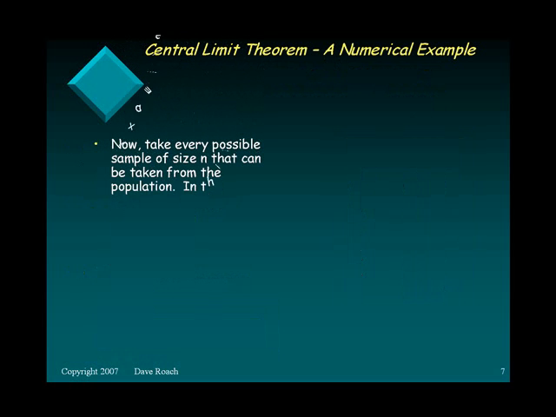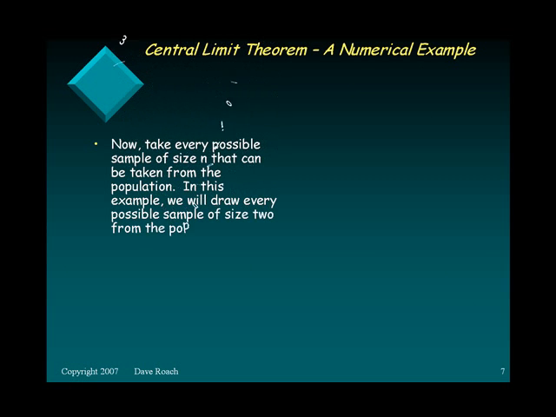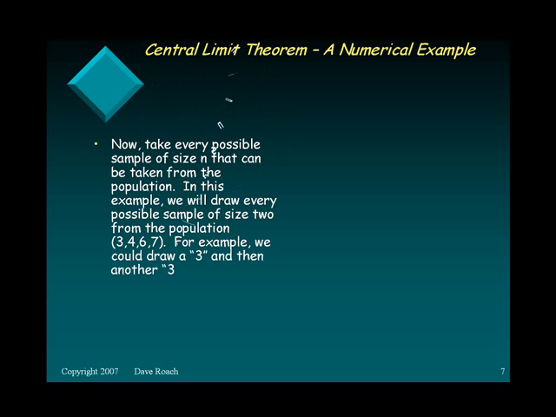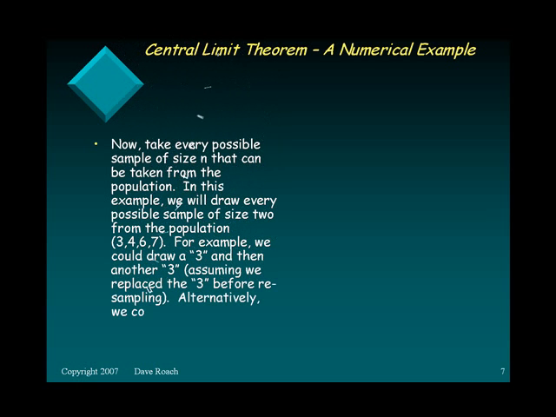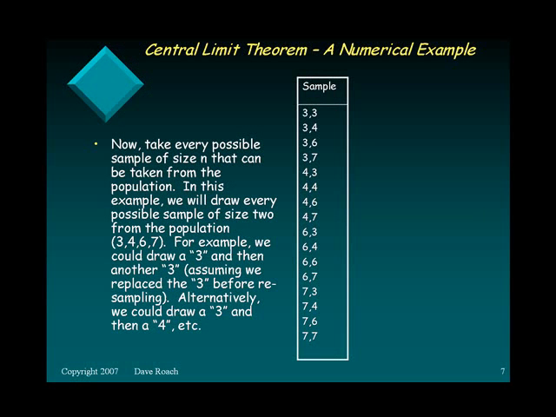So now we're going to take every possible sample of size n that can be taken from the population. The example we're going to use here, we're going to take every possible sample of size 2 from that population. For example, we could draw 3, put the 3 back in, get another 3, or we could have drawn a 3 followed by a 4, or 4 followed by a 6, and so on.